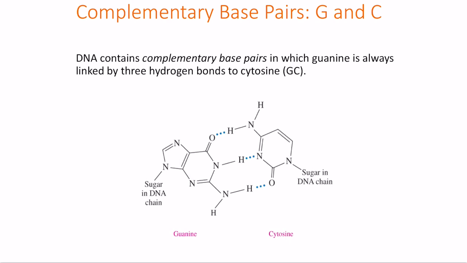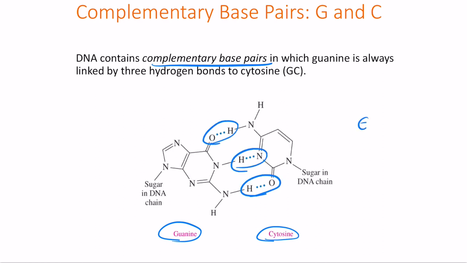When you take guanine and cytosine, these are also complementary base pairs. Here it involves three hydrogen bonds. So GC involves the formation of three different hydrogen bonds.